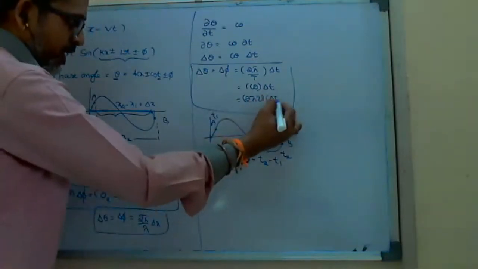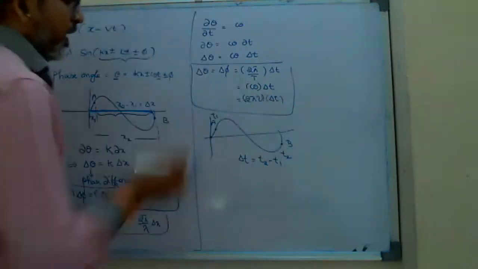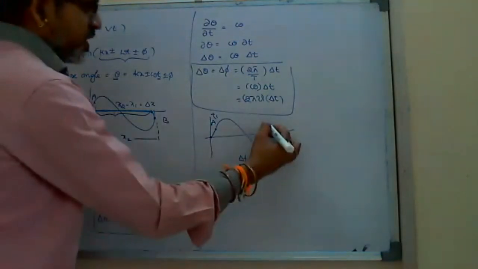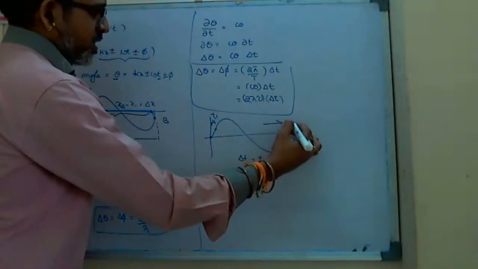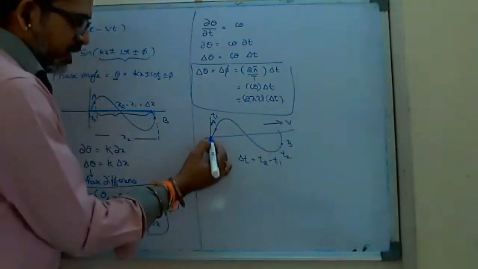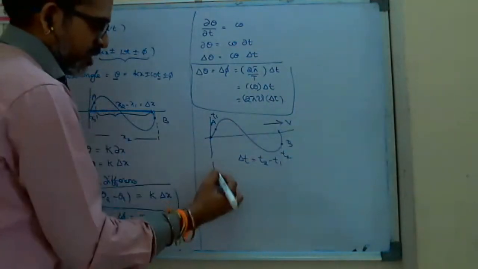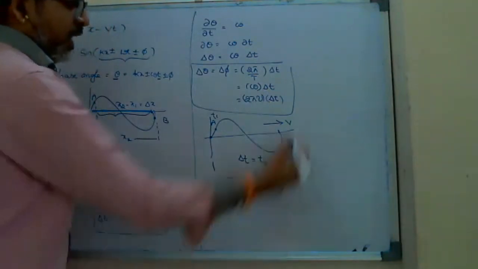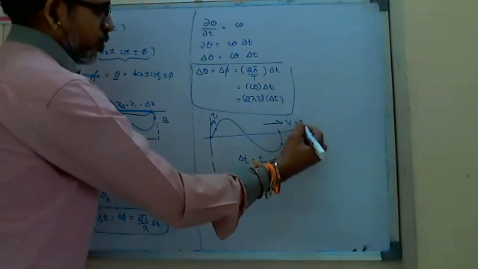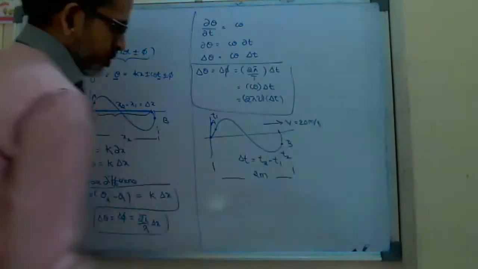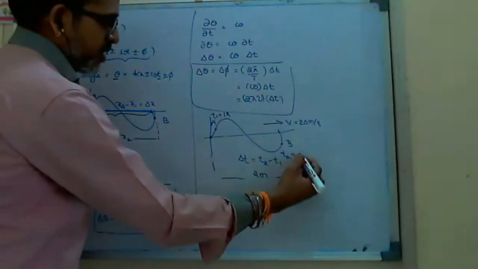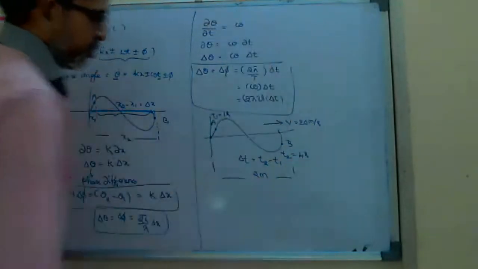Then, if I know delta t, how do I find the phase difference? This is the type of model we use. Suppose the wave is traveling with a constant velocity v, and the length is given as, say, 2 meters, and the velocity is given as, say, 20 meters per second, and t1 is 1 second and t2 is, say, 4 seconds.